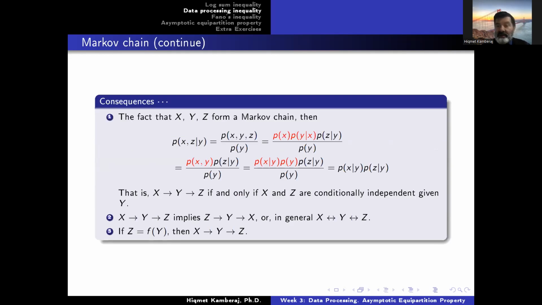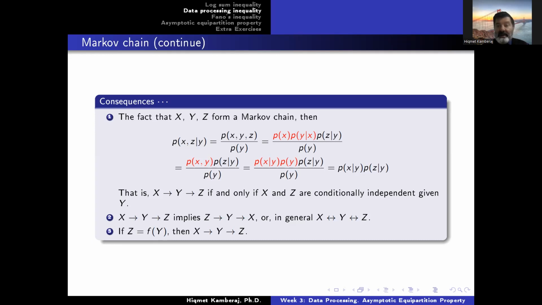As a consequence of this definition of the Markov chain, we have the following. Given that x, y, and z form a Markov chain, we can start with p of x and z given y, which is equal to the joint PMF of x, y, and z over p of y. Or I can write this as p of x times p of y given x times p of z given y over p of y. This is based on the fact that x, y, and z form a Markov chain.